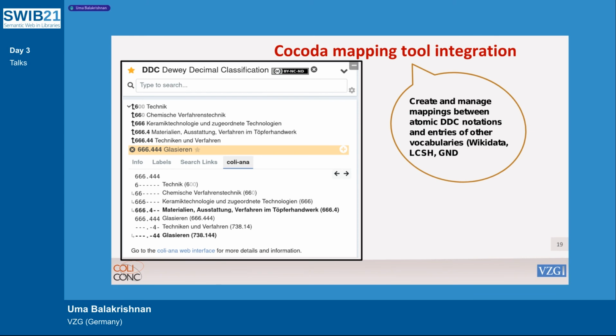And this is the last slide. It shows the integration of coli-ana in the mapping tool Cocoda. There is a tab for it. Here too, if you look for a DDC number or just browse the system in the mapping tool and select a number, you will be shown the analysis for you to choose and map with the other systems if need be. Yeah, so that's how it is.